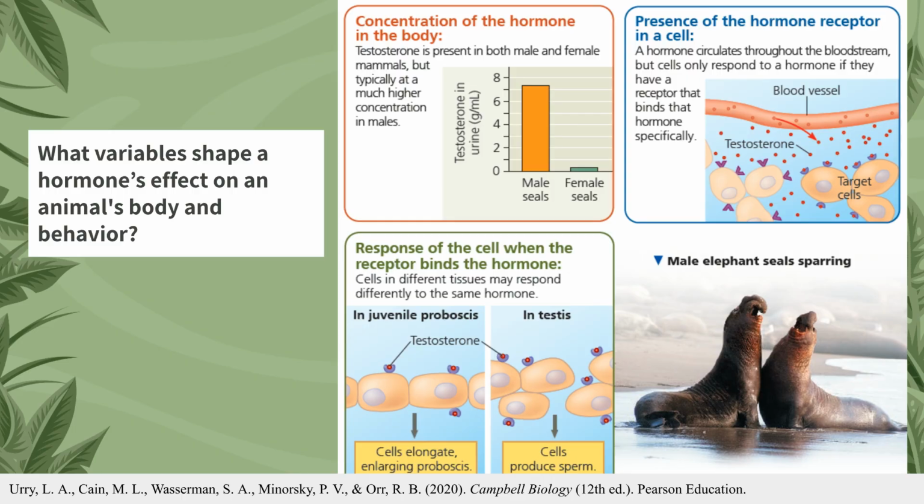First, in the juvenile proboscis, it causes the cells to elongate, leading to the enlargement of the nose. Second, in the testes, it signals the cells to produce sperm. Essentially, although the hormone circulates throughout the entire body, it only triggers these specific physiological and behavioral changes in the cells that have the appropriate receptors to bind it.